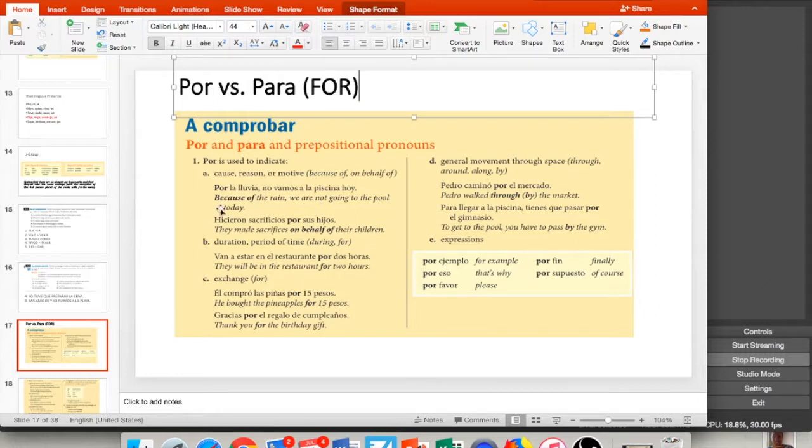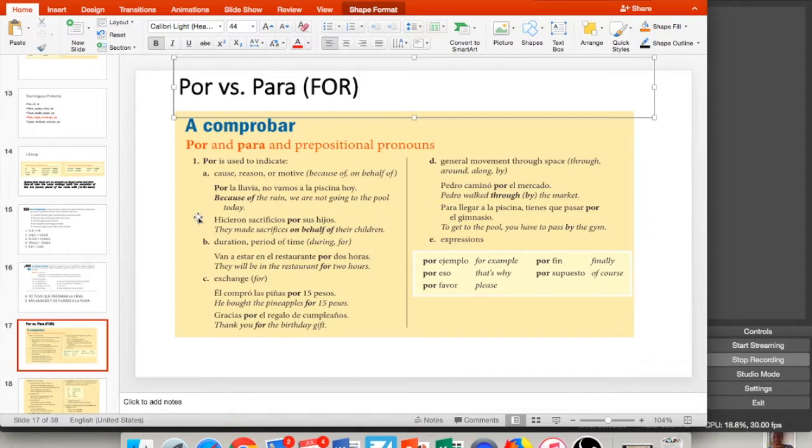Look at this example. Hicieron sacrificios por sus hijos. Hicieron is the irregular preterite form of hacer we were just talking about a second ago. So hicieron sacrificios. They made sacrifices por sus hijos, on behalf of their children. They made sacrifices for their children. So in this case, both of these examples fall under the cause, reason, or motive purpose of using por.